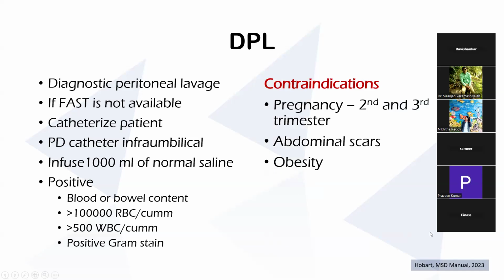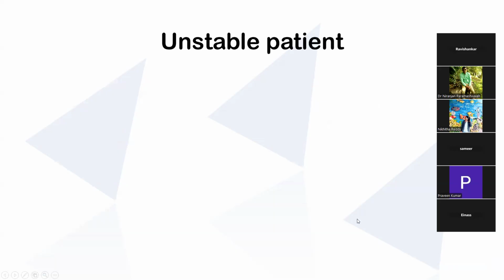Now, there are certain contraindications, and these essentially mean that there's something happening in the abdomen before the trauma, which means advanced stages of pregnancy, abdominal scars, or extreme obesity, where you cannot find the peritoneal cavity easily. These are the limitations. But as I said, the role for DPL is very, very limited nowadays.